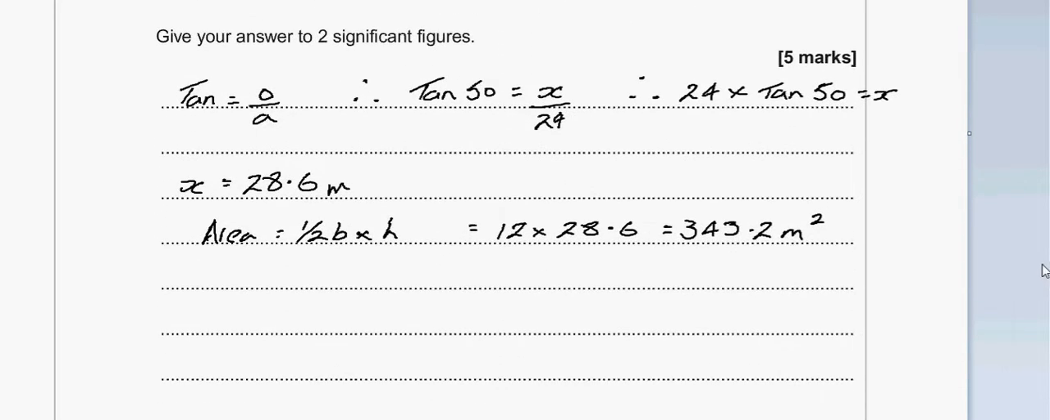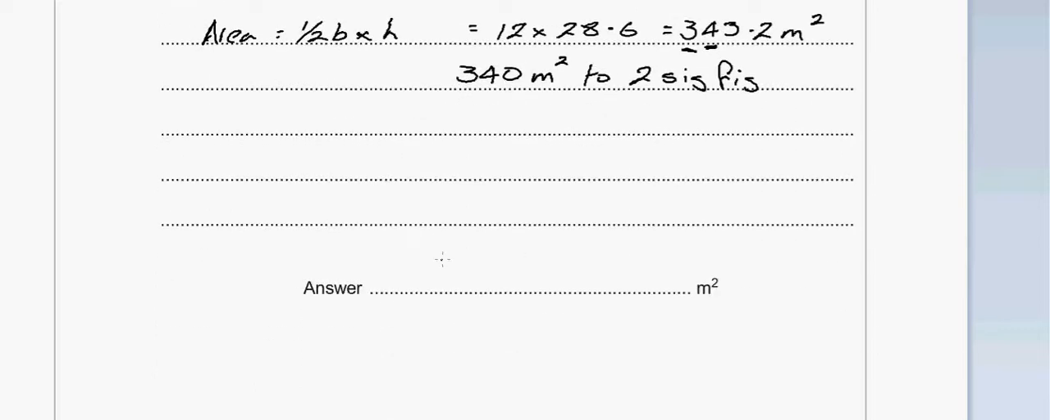Now remember that it says give your answer to 2 significant figures. Now my first significant figure is this one. My second significant figure is this one. So this is the one that I need to look to round. Do I round it up or round it down? Well, because it's 3, I would round down. So this would be 340 meters squared to 2 significant figures.